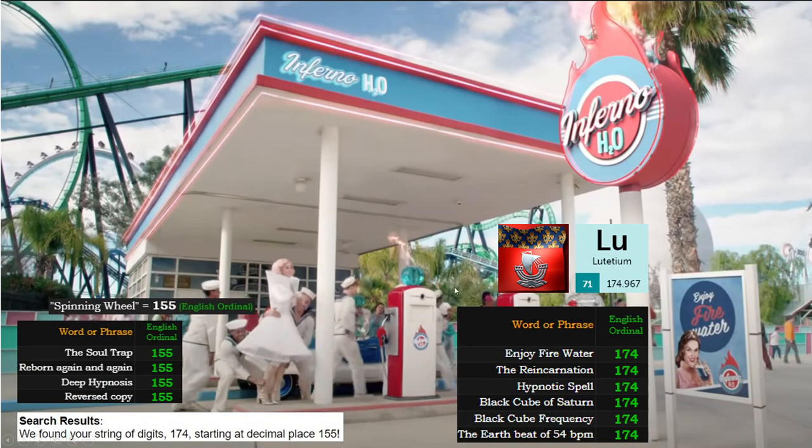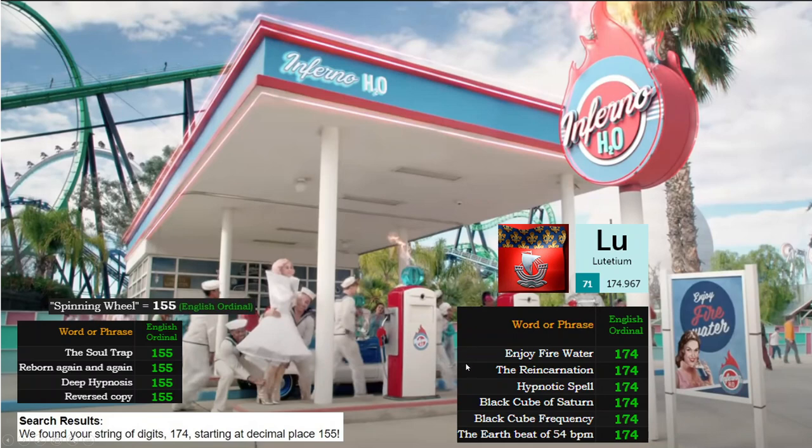Enjoy Fire Water is 174 in English ordinal, matching the atomic mass of element lutetium, and Lu stands for Lucifer. The symbol of Lucifer shows this magnet, made to look as a sailing boat on the sea, but this is a sea of frequencies. And we also have the fleur de lis, which has the three petals. So once again we have this symbolism with the three.